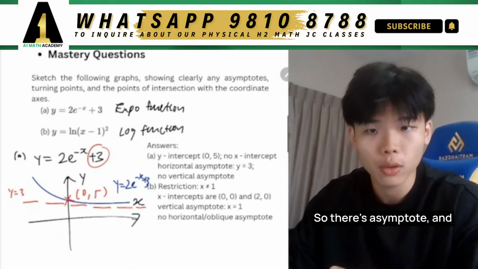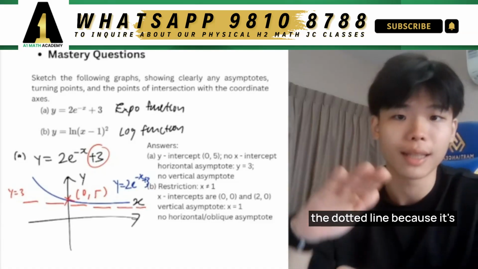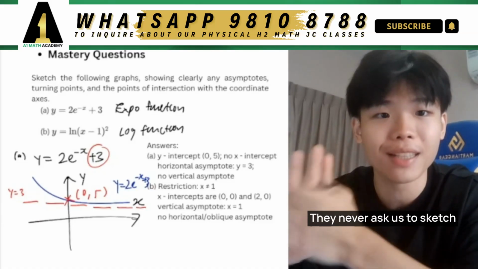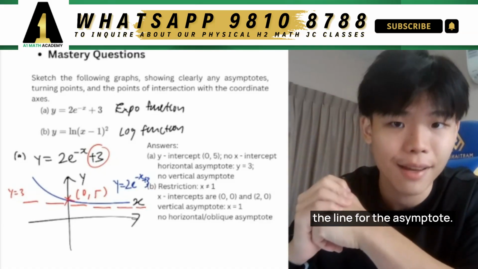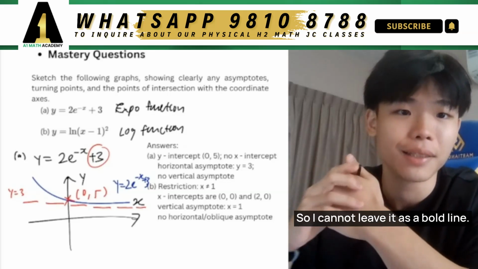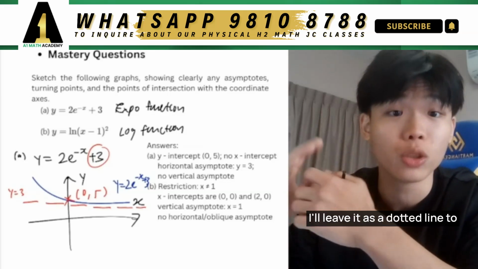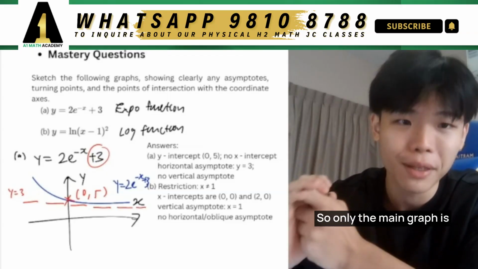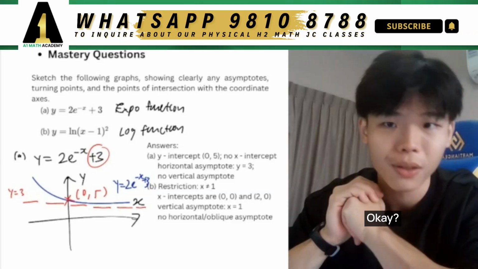So there's an asymptote, and for asymptotes, we draw the dotted line because it's not a line that the question asks us to sketch. They never ask us to sketch the line for the asymptote. So I cannot leave it as a bold line. I'll leave it as a dotted line to indicate that I know there's an asymptote there, but it's not part of the main graph. So only the main graph is bolded all the way. Okay, so just take note of that.